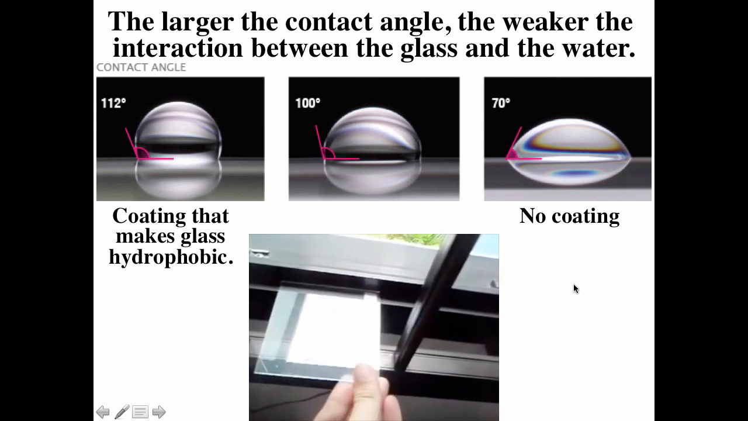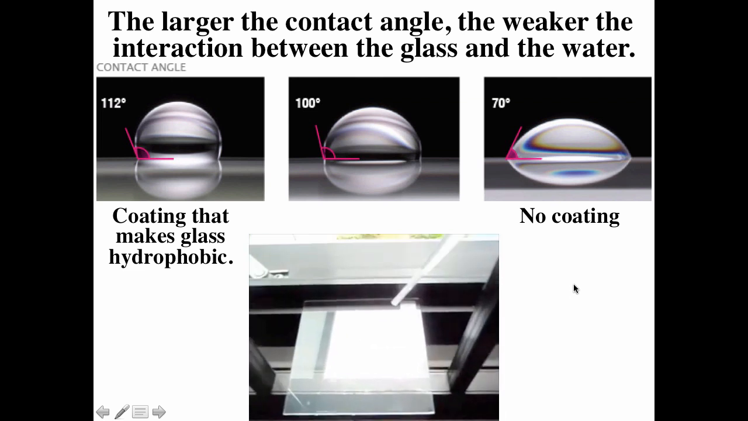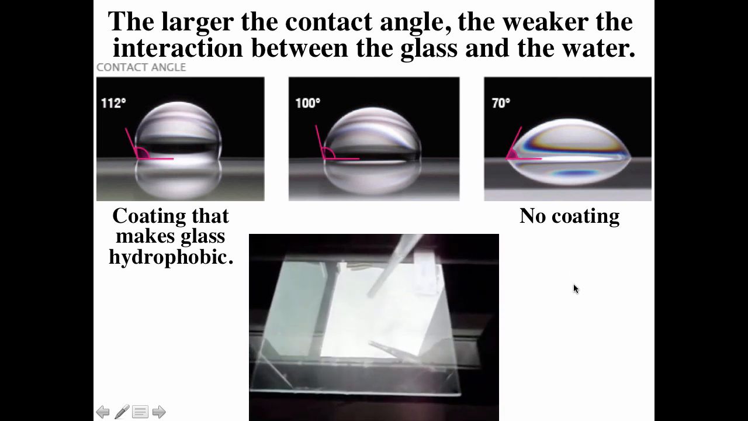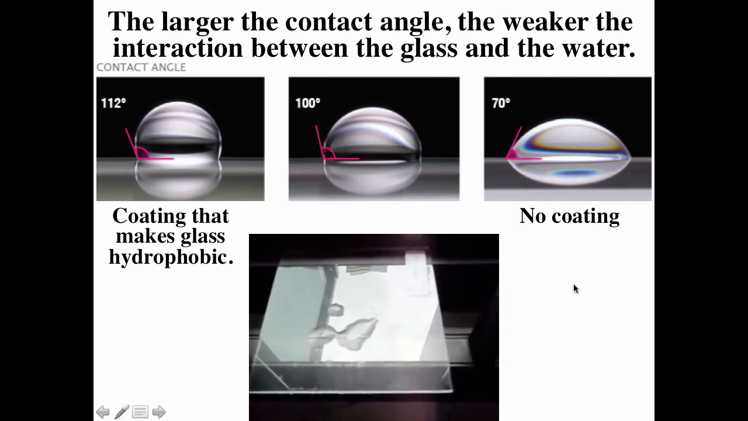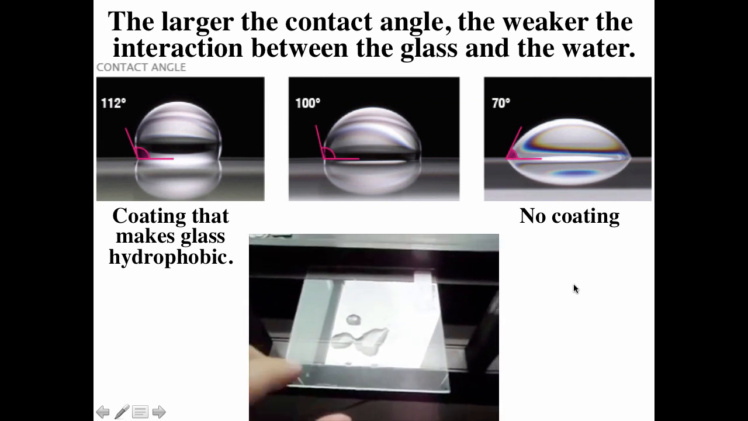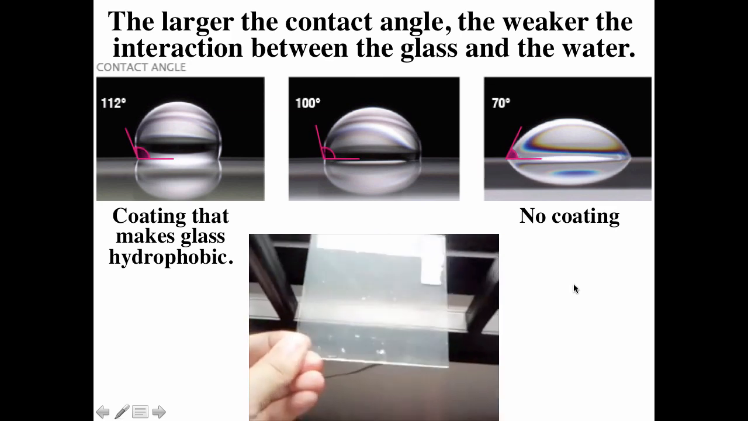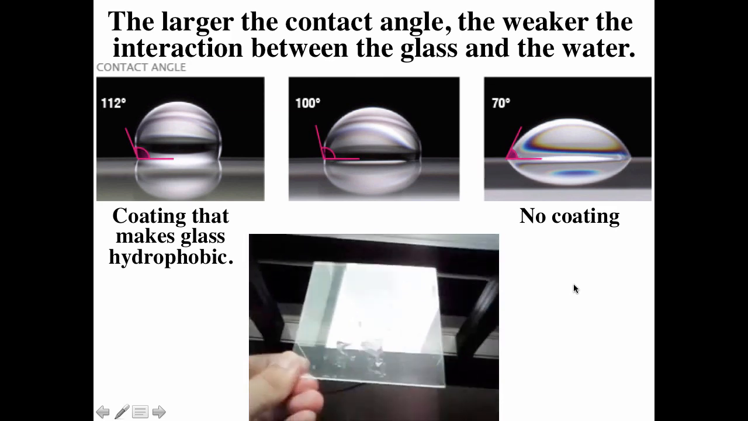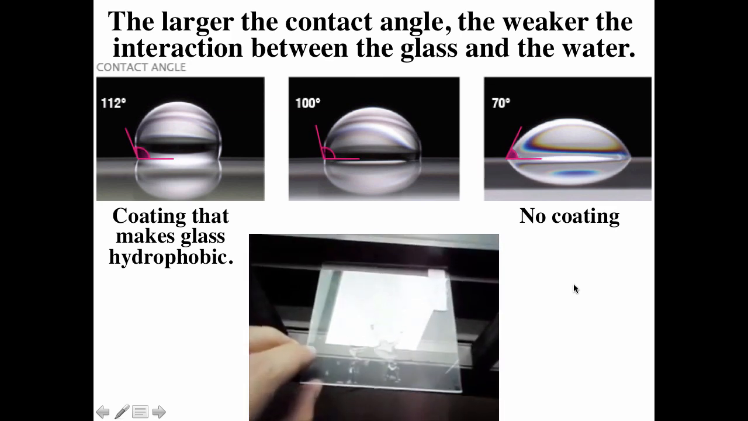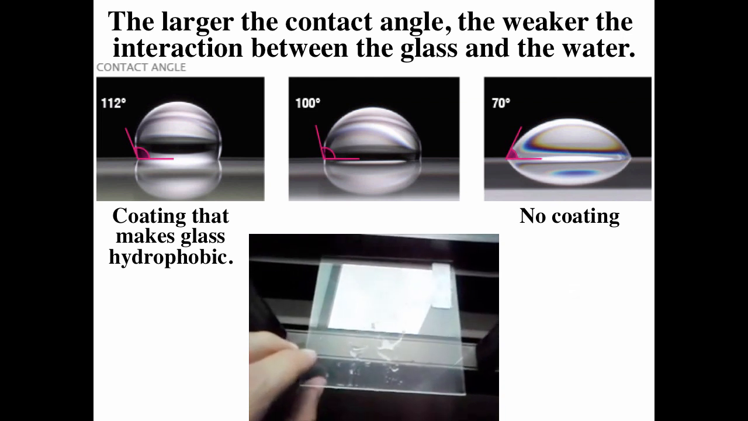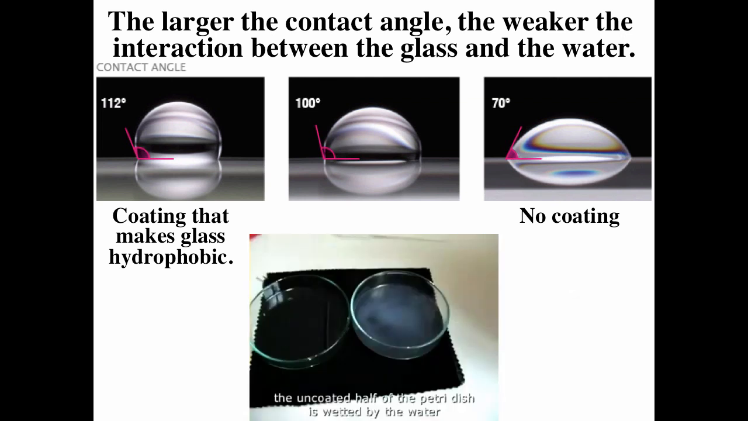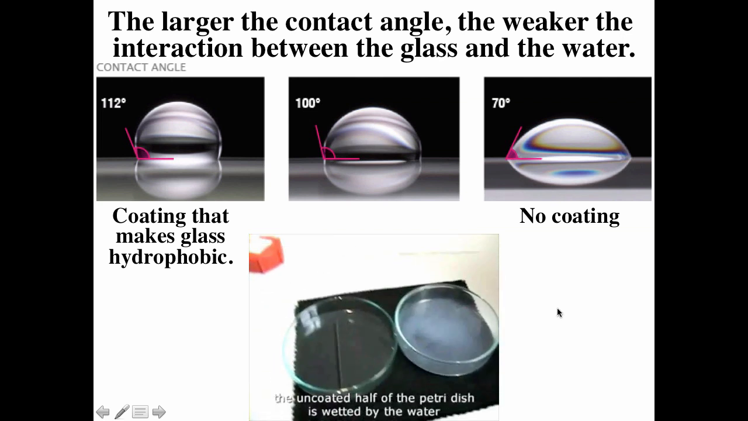Now this side is untreated, and you'll notice that the water doesn't bead up nicely. And so the interaction between water and the glass is stronger, and so the water stays on the glass a bit. On the right one, I think, is the one that's treated. The left one is untreated.